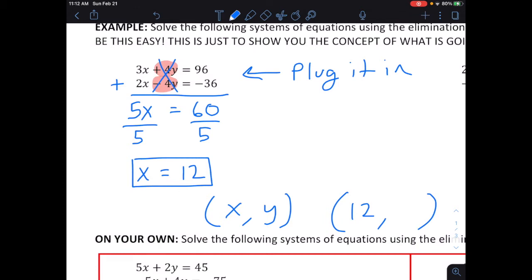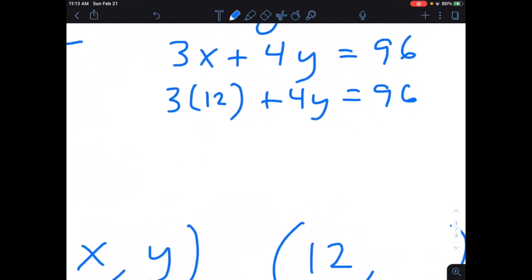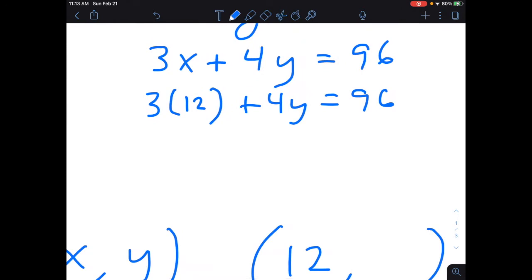In this case, the second equation has a minus sign in it, where it says minus 4y, and then it has a negative 36. I'm not a big fan of having to deal with negatives, so I would prefer to keep things positive. That's why I'm going to take the first equation and plug in my 12 into it. So I have 3 times 12 plus 4y equals 96. Am I going to run out of room? I just might. I'm going to make it bigger so I can write smaller. So when I do 3 times 12, I get 36.